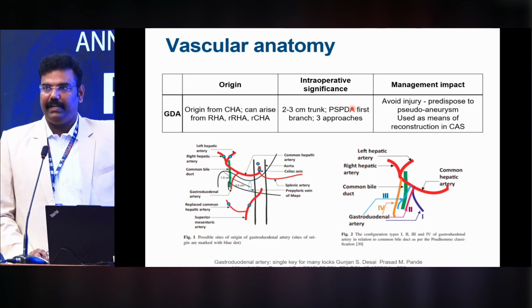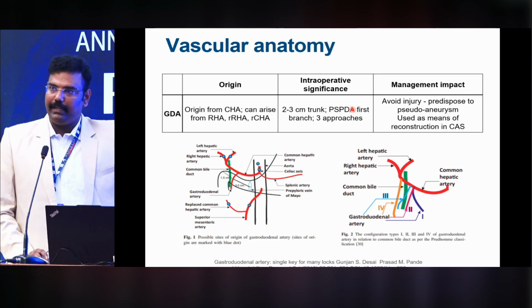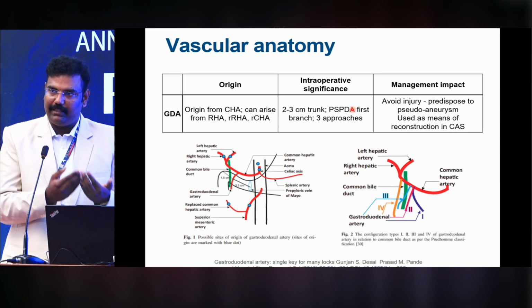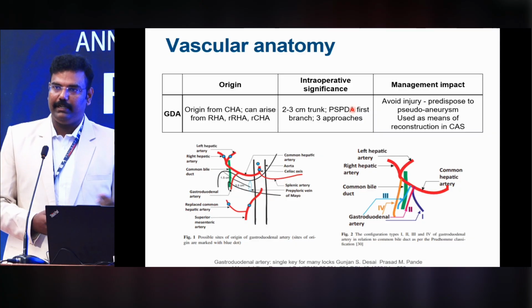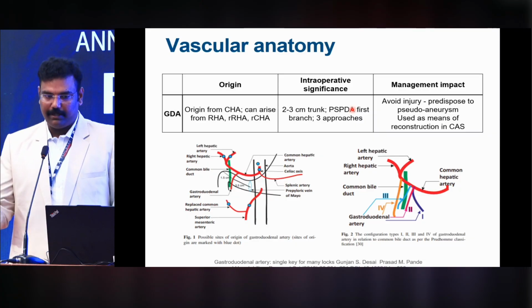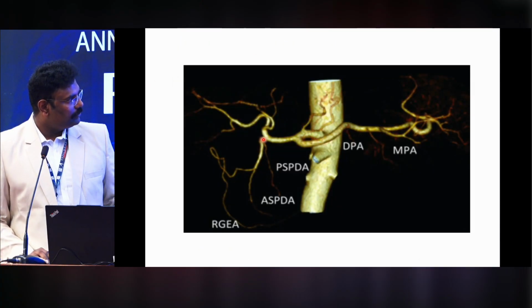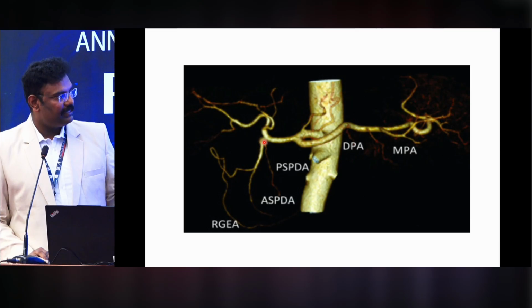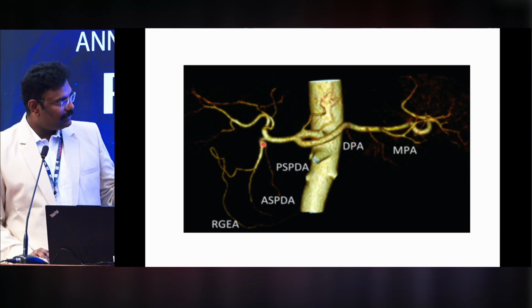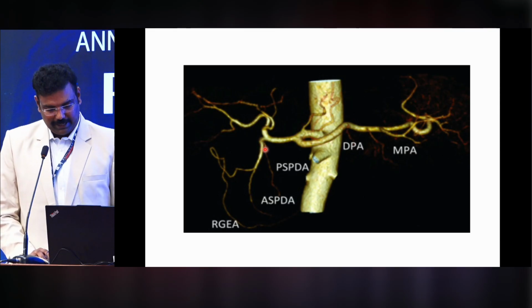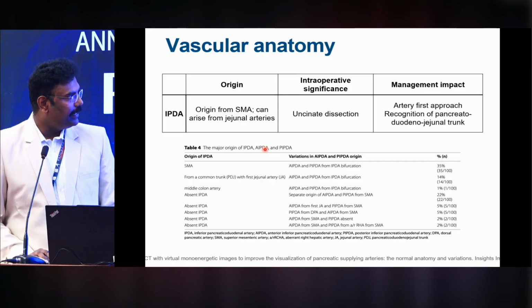Suppose we have the PSPDA, which is going to occur very, very close, and when we are trying to dissect the GDA proximally, we might injure it and there might be an inadvertent bleeding, which we might find it difficult to control in a minimally invasive setup. So just to show how the PSPDA is arising very close to its origin. So this is likely to be injured if you don't take care of it in a preoperative radiology.